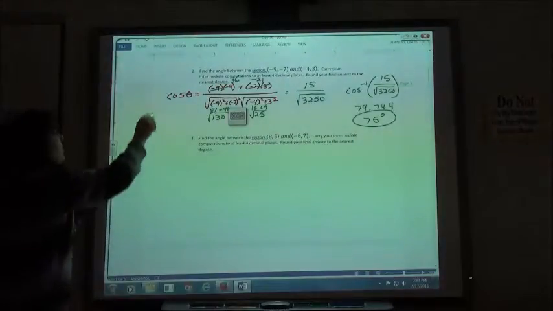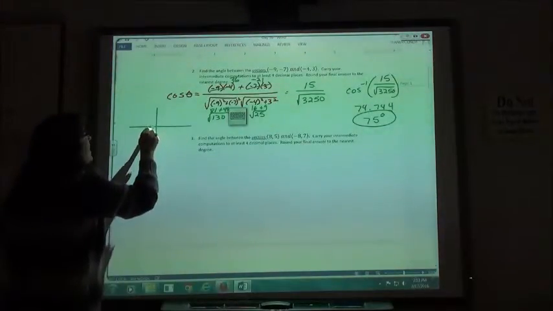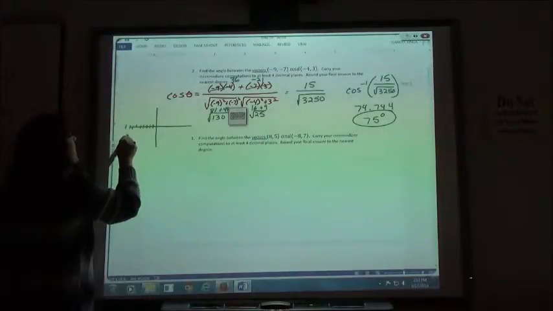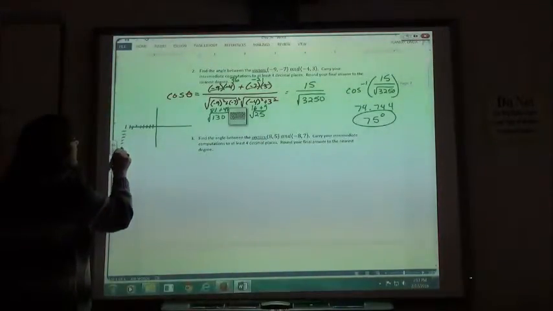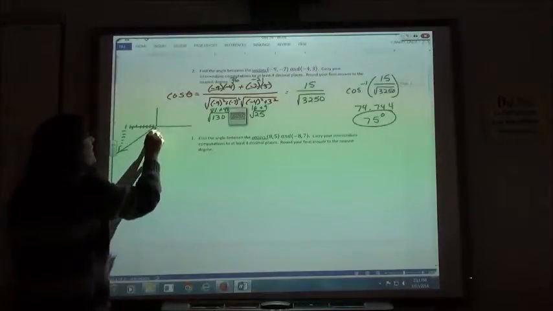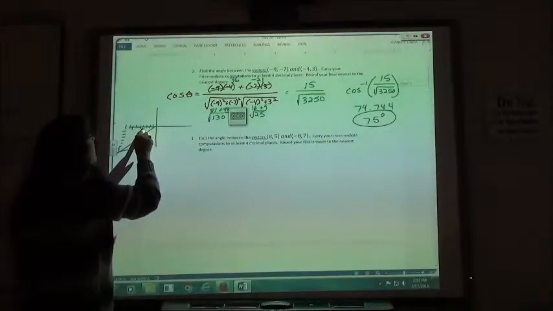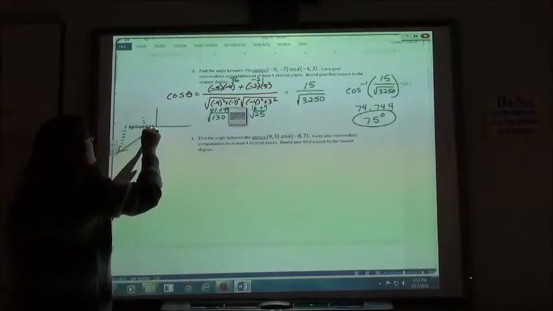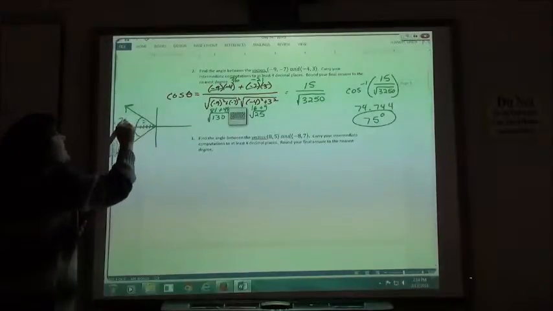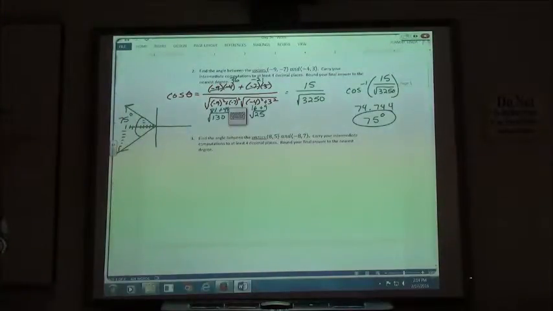Again, if I think about that, my one vector is going negative 9 and negative 7, so it's going down this way. My other vector is at negative 4, 1, 2, 3, 4, positive 3, 1, 2, 3, so it's going up this way. The angle between those two things ends up being 75 degrees. Looks like it makes sense.